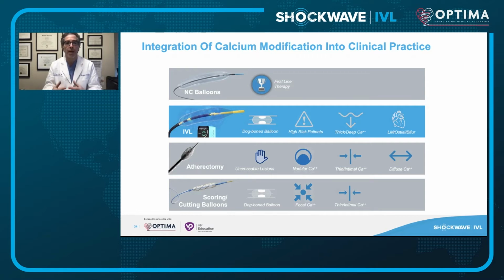IVL is a good option when you have a dog bone balloon, when you have thick, deep calcification, when there are anatomical considerations such as side branches and left main, or other high-risk situations like I had with that diffusely diseased LAD. Atherectomy is going to be a go-to device for vessels that you can wire but cannot get a balloon across, for nodular calcification, for thin and intimal calcification, and diffuse calcification. And finally, scoring balloons, we didn't talk about too much, but they can be an option, particularly newer scoring and cutting balloons, when a non-compliant balloon does not expand or you have focal thin calcification.